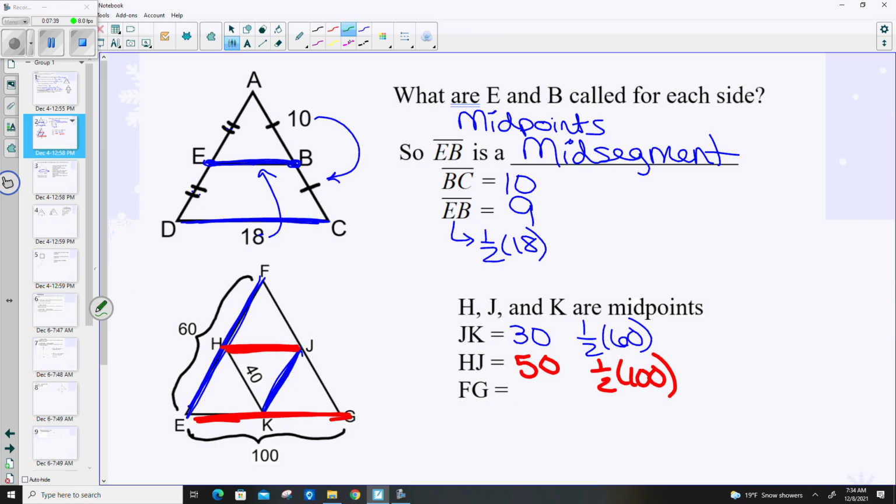All right, then I need FG. Well, FG, though, is part of the big triangle. So what should I look for? The parallel line. It's the same process, but now I have the littler one. I have the mid segment. How do I get the big one? Multiply by 2. So FG is?